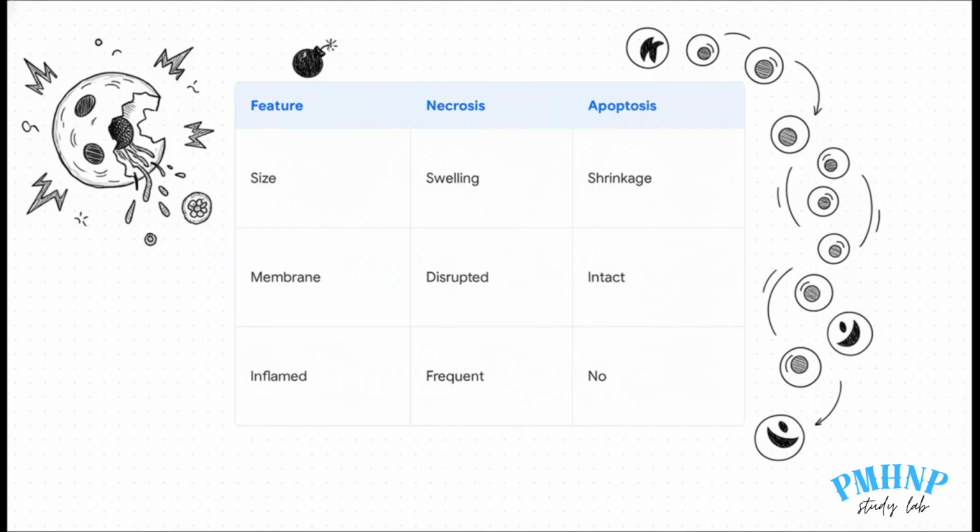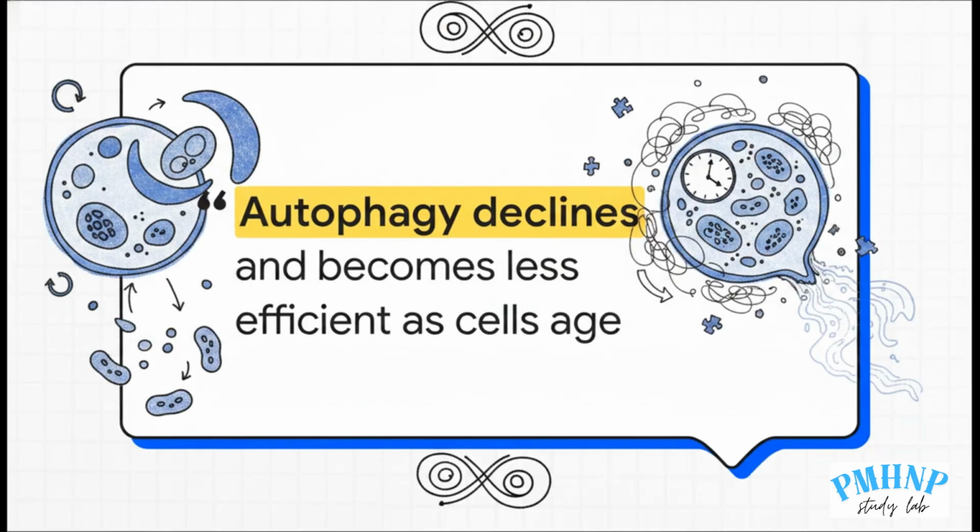Apoptosis, on the other hand, is a neat, programmed cellular suicide. The cell actively shrinks, packages its contents into neat little apoptotic bodies with perfectly intact membranes, and is quietly cleared away by macrophages without sparking any inflammation. Apoptosis happens all the time normally to get rid of unwanted cells, though it can also be triggered pathologically by severe DNA damage.